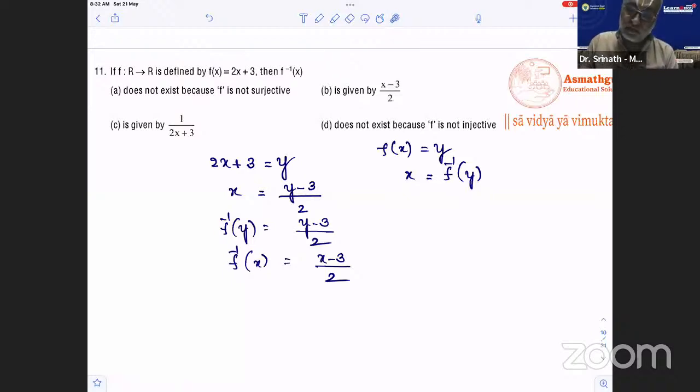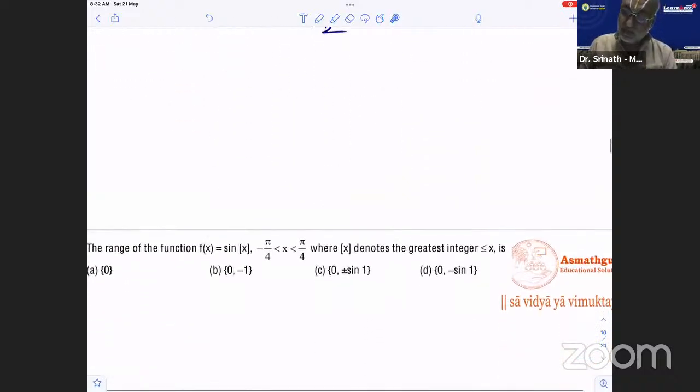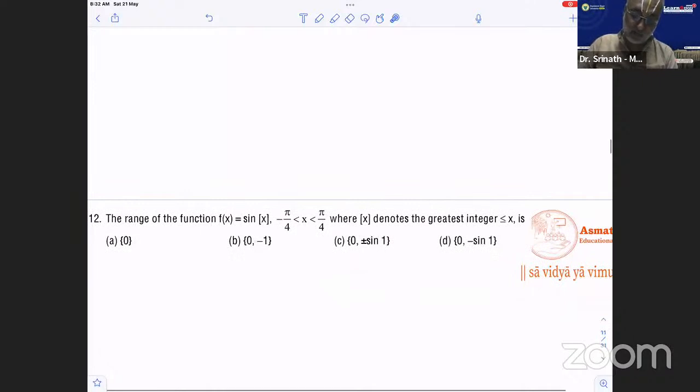What you have to do is just take 2x + 3 equal to y. Solve for x, and it will be in terms of y. That y you replace by x, and you get the answer. So the answer is B. I hope you followed this. This being the very first class, I do not want to scare you by going fast.